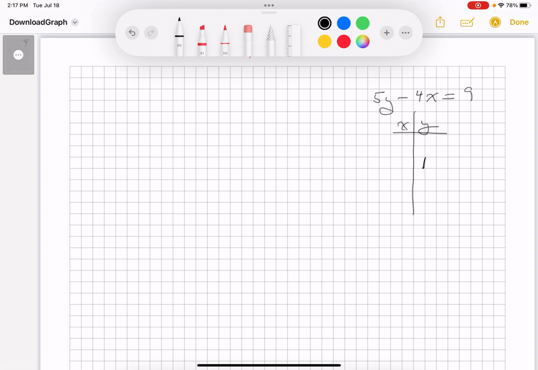Let me write this down. What would you get? You would get 5, if y is 1, minus 4x is equal to 9. Subtract 5 from both sides, you get minus 4x equals 4. Divide both sides by minus 4, and you get x equals minus 1. I'm going to put this over here. I'm going to erase that. For the most part, I think at some point you'll be able to do some of this stuff in your head. These are really simple Diophantine equations, by the way.